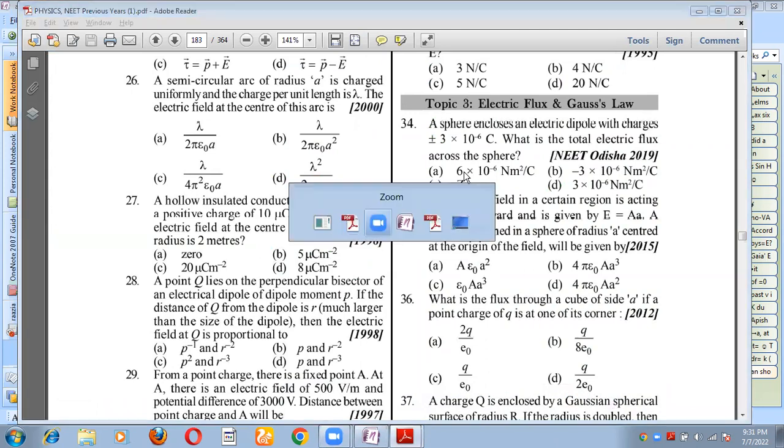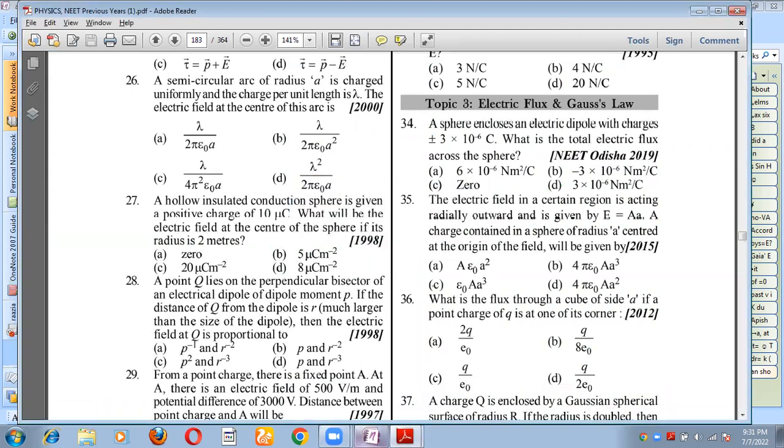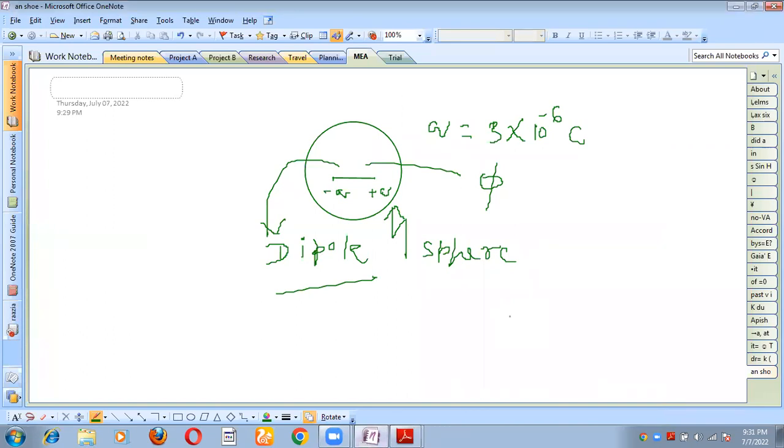Now we have to find the flux through this sphere. Someone told me that we have to apply Gauss law. That is correct. We have to apply Gauss law only. So what does Gauss law say? According to Gauss law, flux is charge enclosed upon epsilon naught. So what is the charge enclosed here?